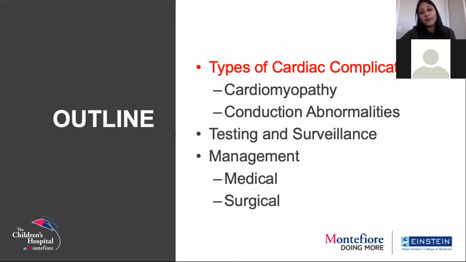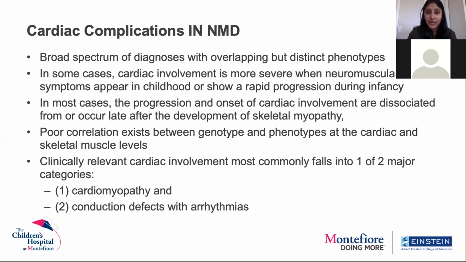So first, talking about the types of cardiac complications. As we all know and have heard today, neuromuscular disorders are a broad spectrum of diagnoses. They have very overlapping but distinct phenotypes. You have some phenotypes where the heart is more involved and the cardiac complications are more severe, especially when the symptoms of neuromuscular disease appear in childhood, or the patients show a very rapid progression during infancy.